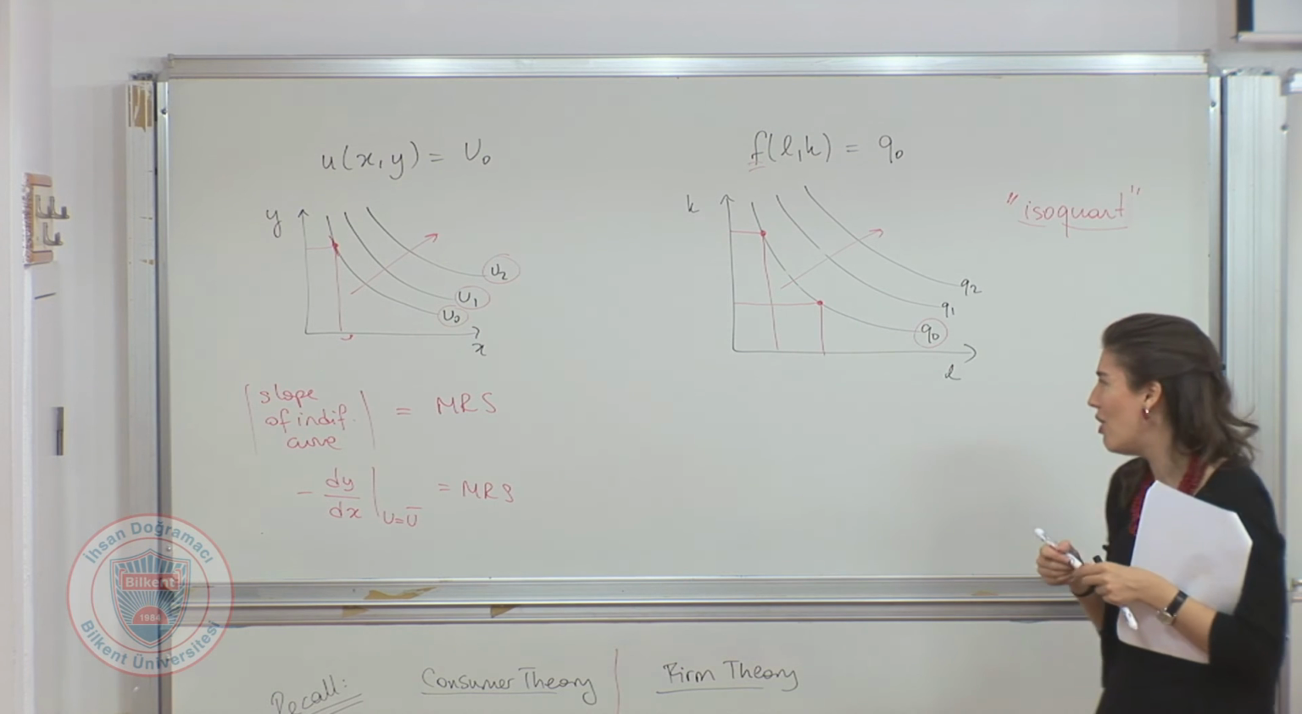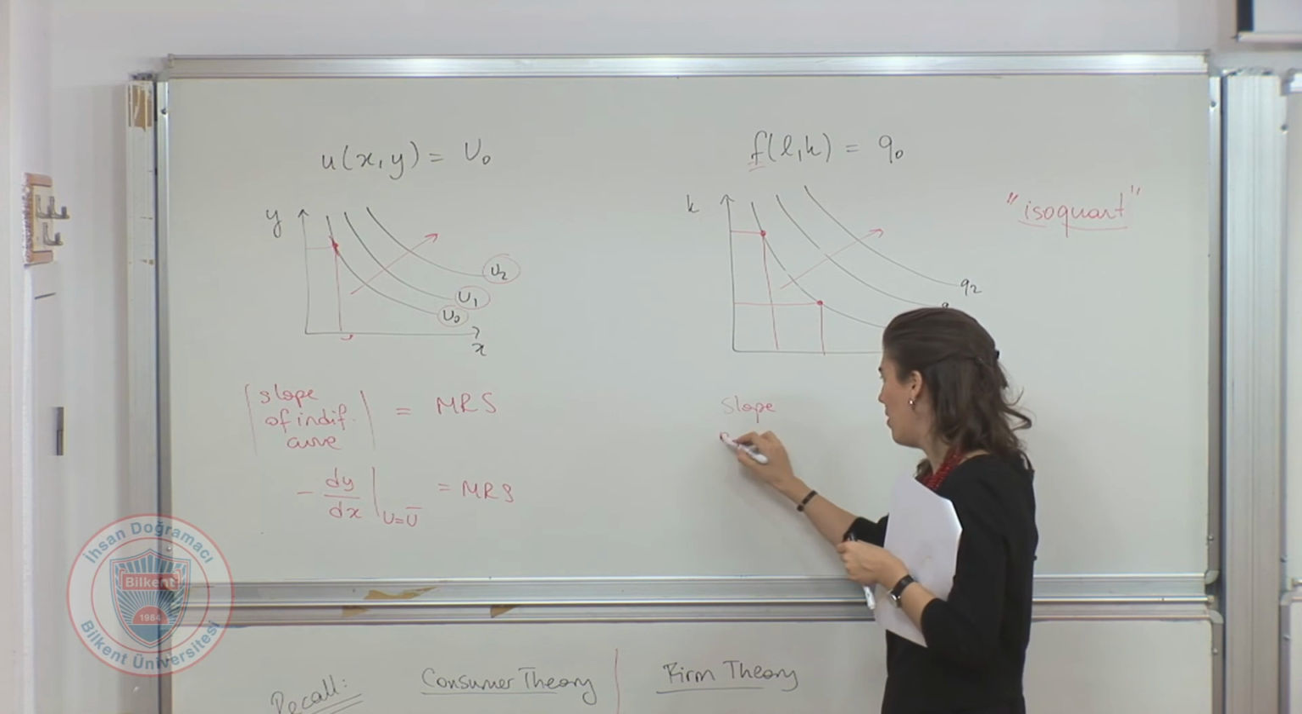Here, it's going to be called slope of isoquant.